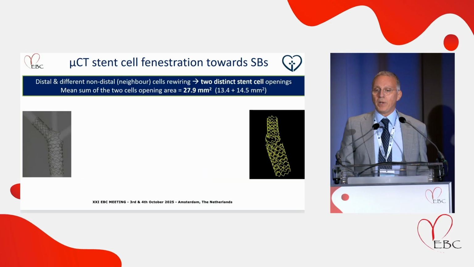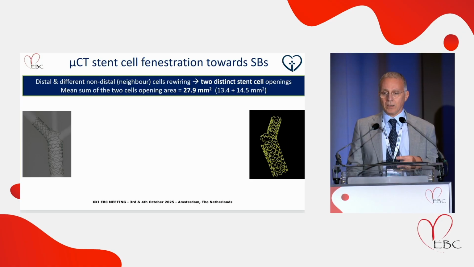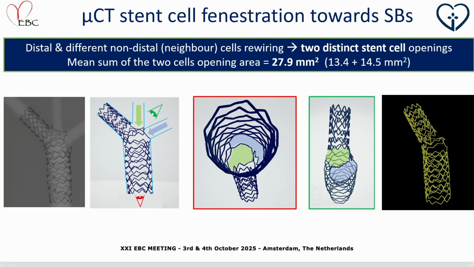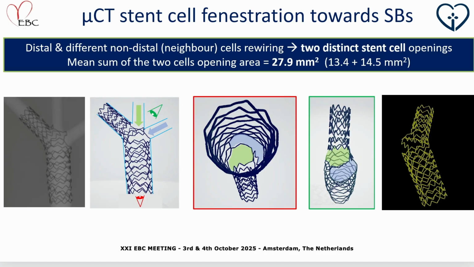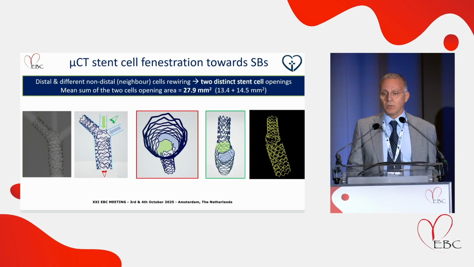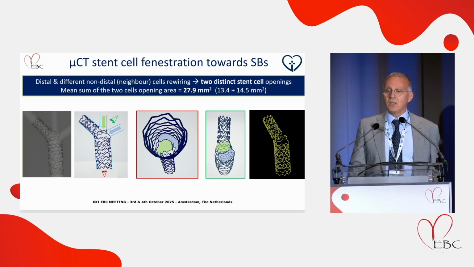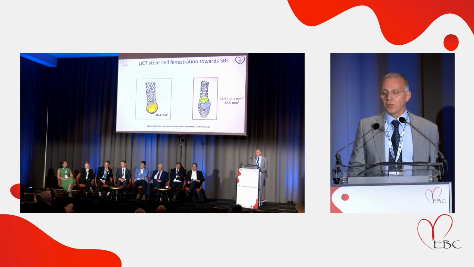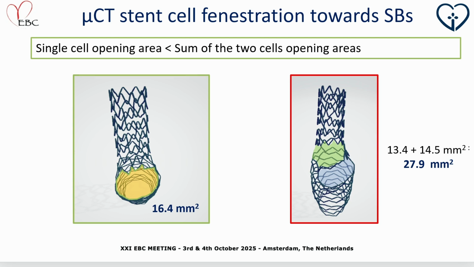When you compare the double rewiring in distal cells, this is the configuration we have been able to see. You have here a better understanding figure, and you see that there are definitely two different holes with some metal in between, and the mean sum of the two cells is 27.9. And if we compare these two figures, we should understand that the single cell opening area is less than the sum of the two cells opening areas, okay?